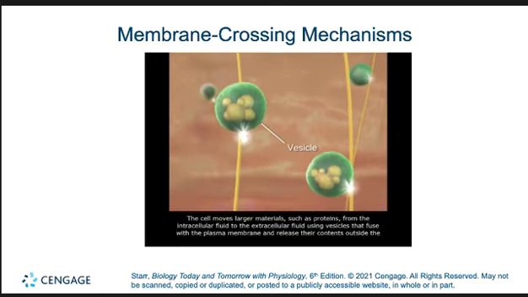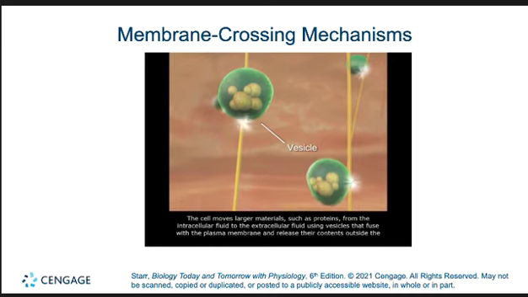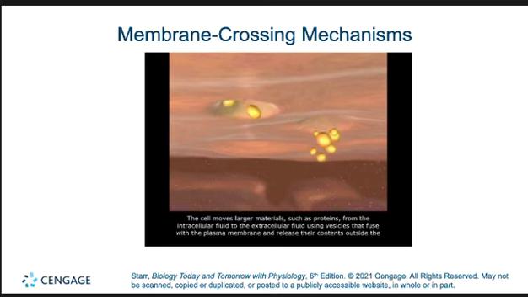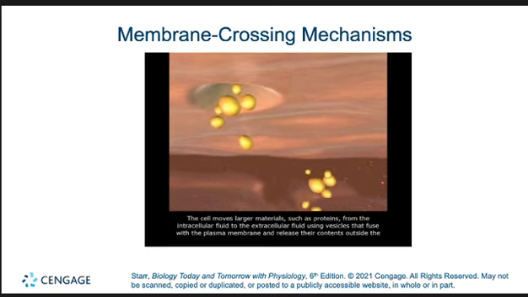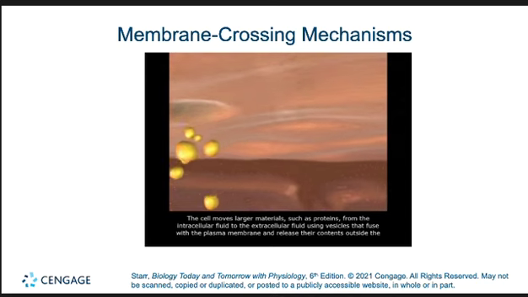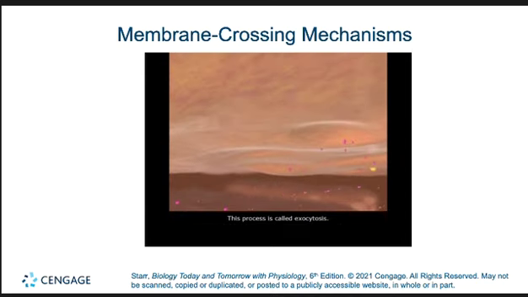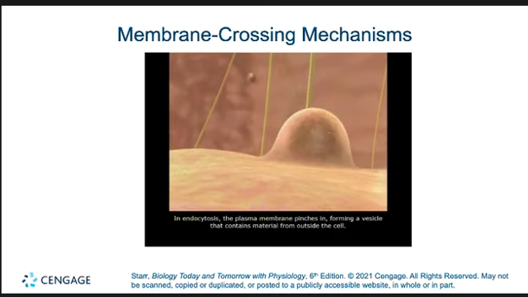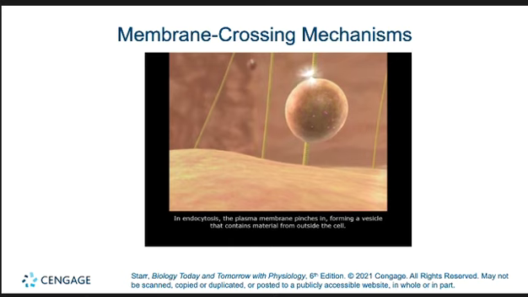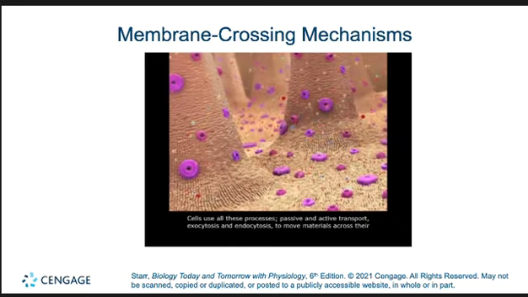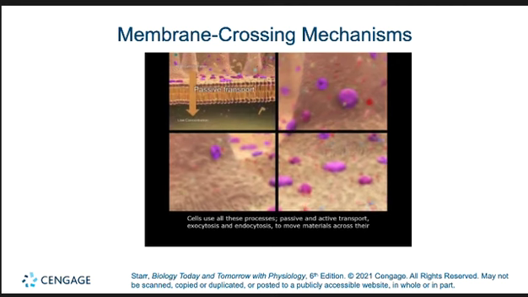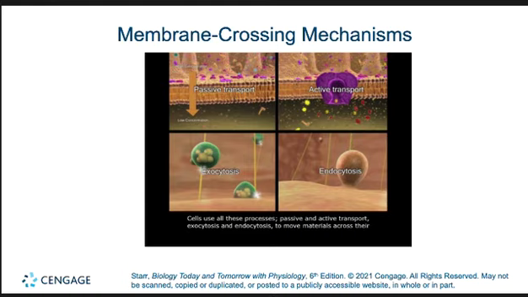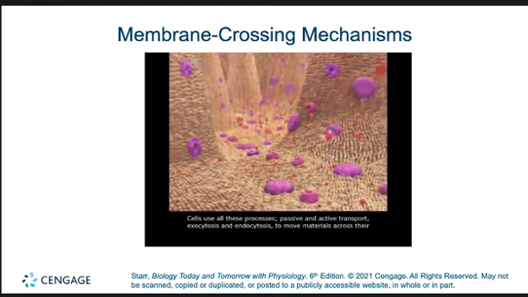The cell moves larger materials, such as proteins, from the intracellular fluid to the extracellular fluid, using vesicles that fuse with the plasma membrane and release their contents outside the cell. This process is called exocytosis. In endocytosis, the plasma membrane pinches in, forming a vesicle that contains material from outside the cell. Cells use all these processes, passive and active transport, exocytosis and endocytosis, to move materials across their membranes.